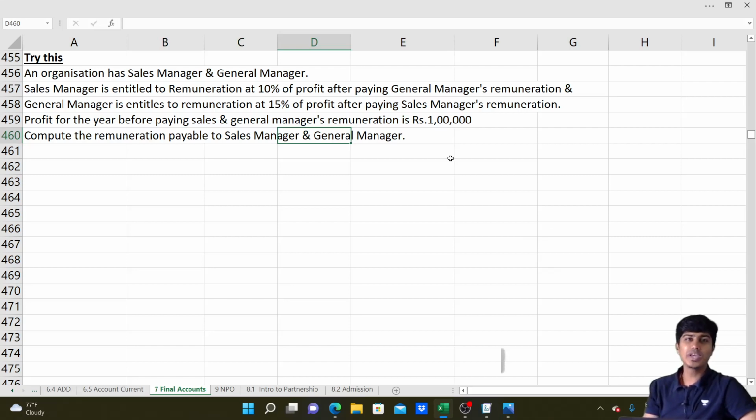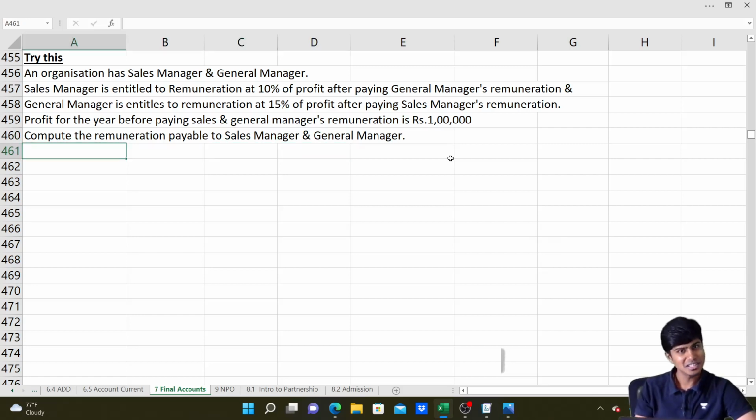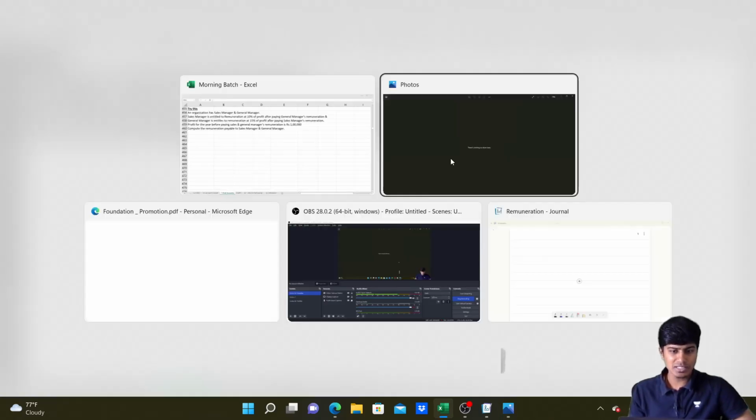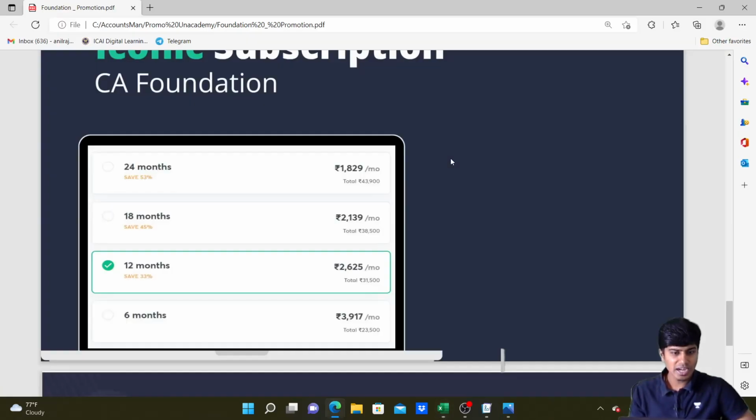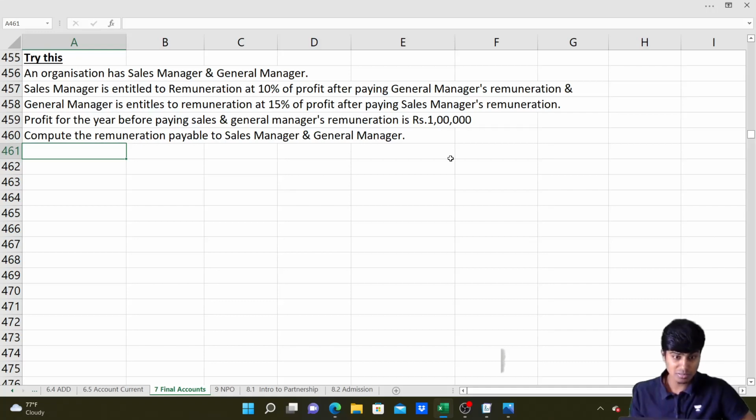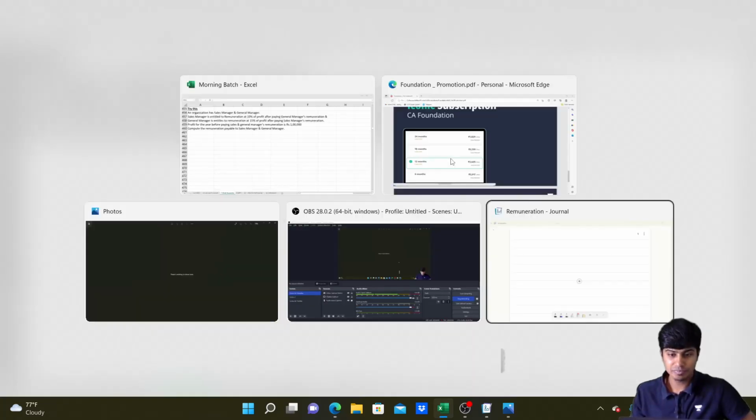We're going to solve this in two ways. First, I'm going to teach you the method in which we can do it in the practical sense. And the next one, I'll show you how to present the same answer in the examination. Let's take down the facts. Sales manager 10%, general manager 15%, and how much is our profit? 1 lakh.